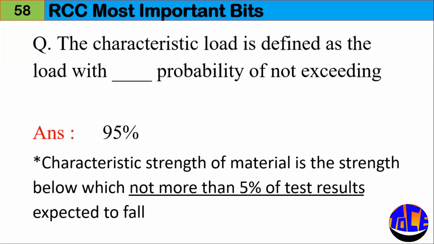Question number 58. The characteristic load is defined as the load with a 95% probability of not exceeding in the entire life of the structure. That will be your characteristic load. Whereas the characteristic strength of material is the strength below which not more than 5% of test results are expected to fall. That will be your characteristic strength of material.